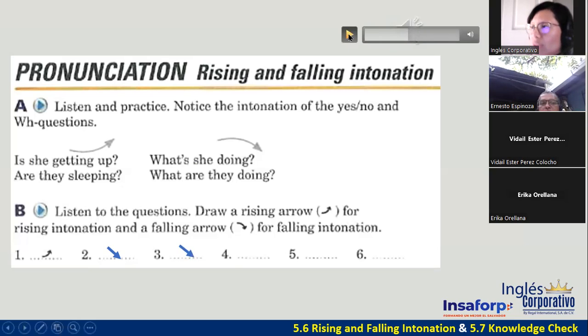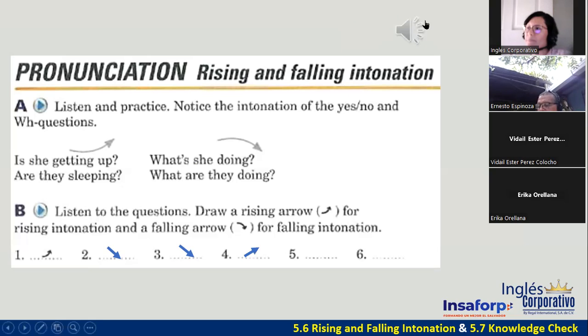Uh-huh. Luego la siguiente, number four. Four. Is it midnight? Rising or falling? Rising, porque es yes, no question. Vamos con la number five. Five. What color is his t-shirt? Rising or falling? Falling. Muy bien. Y la última.